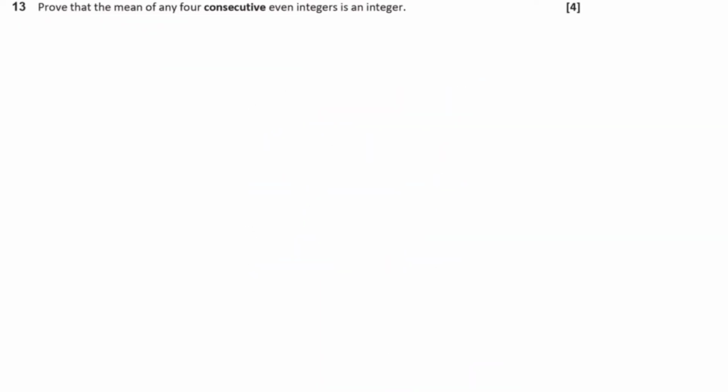Prove that the mean of any 4 consecutive even integers is an integer. Okay, so what's this question about? Now, I could do it with a set of 4 consecutive even integers, couldn't I? Let's just write a numerical solution down. So if I got 2, then the 4 consecutive ones would be 2, 4, 6, and 8. And what would their mean be? So then the mean would be 2 plus 4 plus 6 plus 8 divided by 4, wouldn't it?